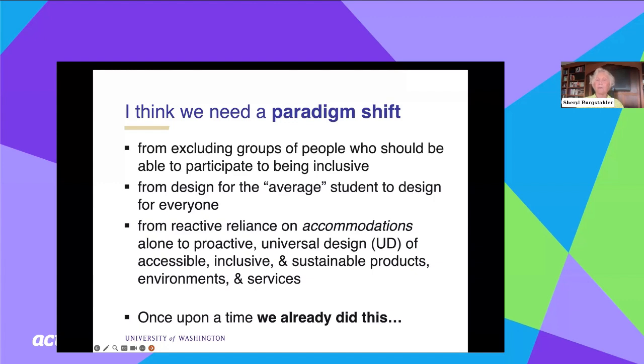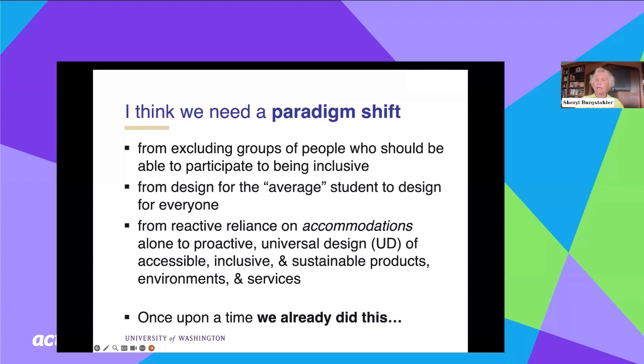Paradigm shift from the design for the average student or average participant to design for everyone. And from a reactive reliance on accommodations alone to a proactive, universal design of accessible, inclusive, and sustainable products, environments, and services. By sustainable, when you talk about universal design, it means you fix something and then it's there permanently. You don't have to go around it and come up with accommodations for specific students afterwards.